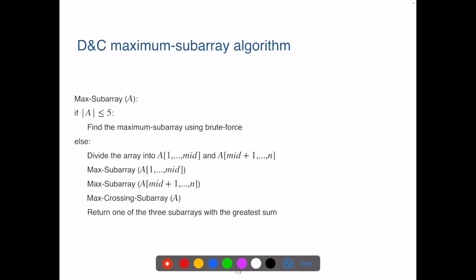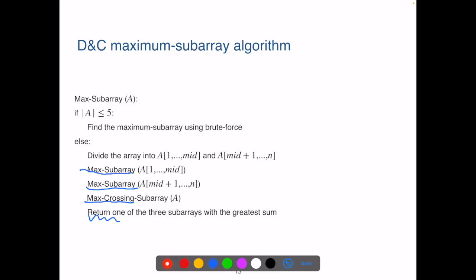Once this is all figured out, let's add this to our divide and conquer algorithm. Now we need to do 3 subtasks. Search a maximum subarray in the first half of A, search a maximum subarray in the second half of A, and search a maximum subarray crossing the midpoint. Finally, we return the one with the greatest sum out of the 3. Now this algorithm is complete and correct.